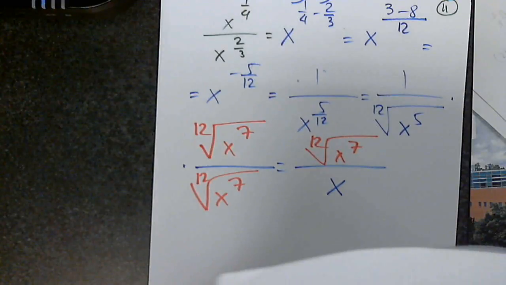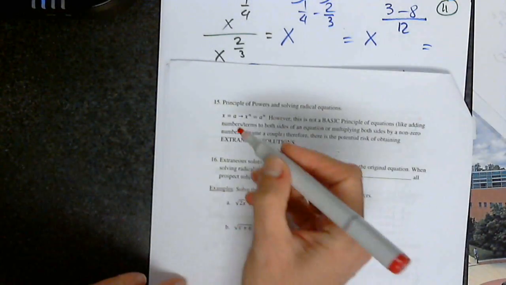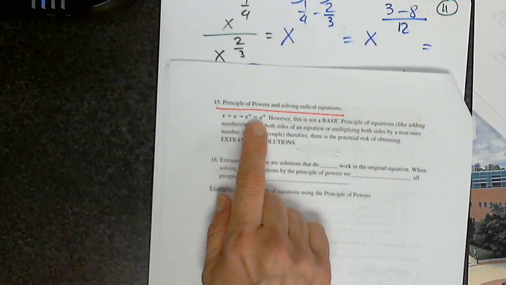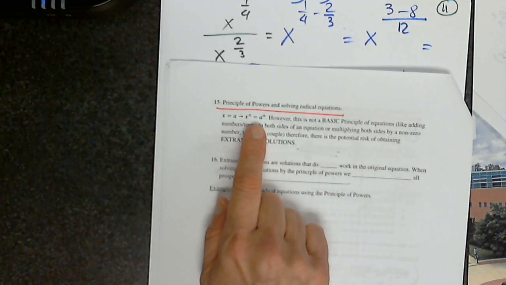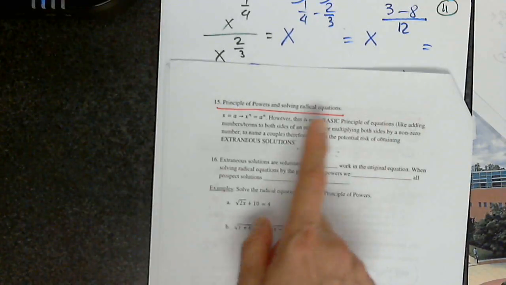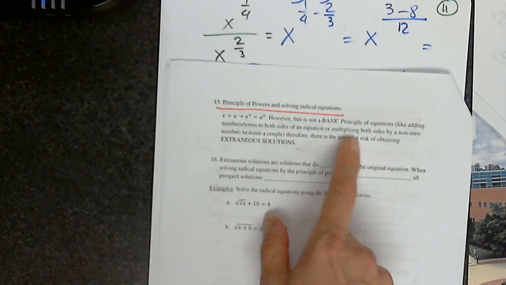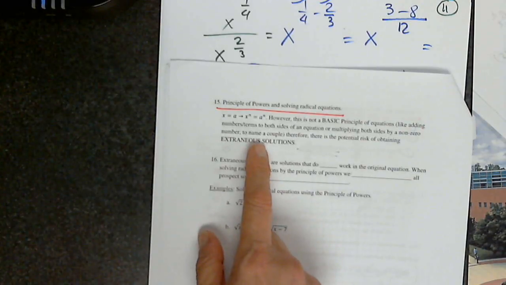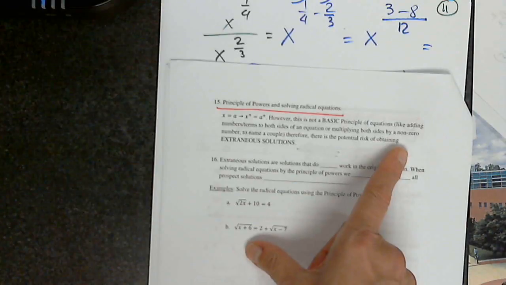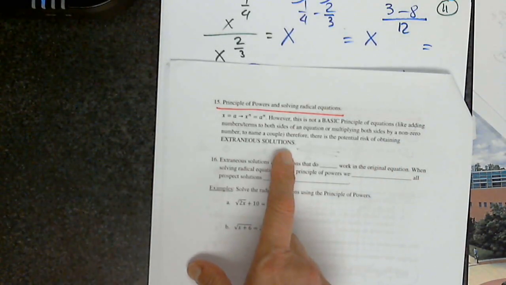Page 6. Principle of powers and solving radical equations. We raised both sides to power n. That's the principle of powers. However, this is not a basic principle of equations, like adding numbers or terms to both sides of an equation or multiplying both sides by a non-zero number, to name a couple. Therefore, there is potential risk of obtaining extraneous solutions. How do I correct that? Check the answers. So check.